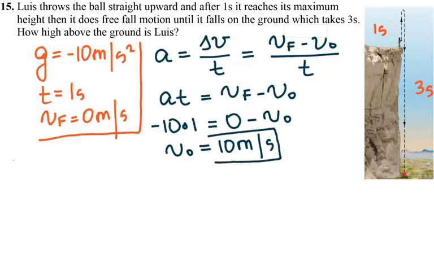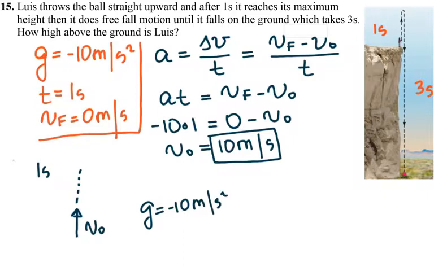And here's a little trick that you should know. If you throw something upward with some initial velocity and it stops in 1 second, acceleration due to gravity is negative 10 meters per second squared. Each second it loses 10 meters per second. So that's what acceleration due to gravity means. If it stopped in 1 second, that means your initial velocity was 10 meters per second.